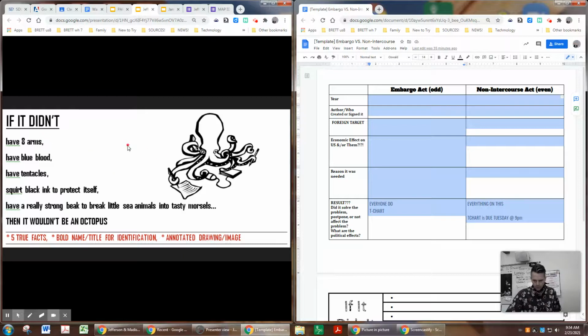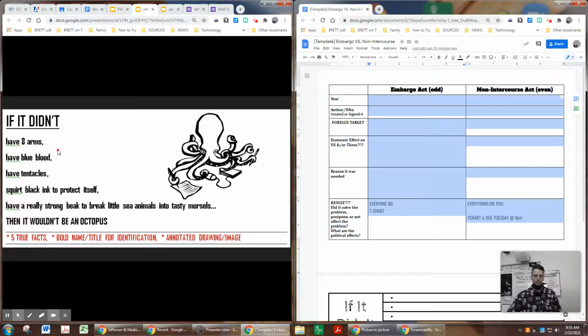Ladies and gentlemen, on the board in front of you is a kindergarten style one based on an animal project. Just a big bold title, If It Didn't, and then we've got 5 true facts. Well, okay, at least we've got 5 areas for true facts. The best ones are going to be a little more compound and complex than this. I'll show you that in a minute. But here it is. We have true facts about, in this case, an octopus.